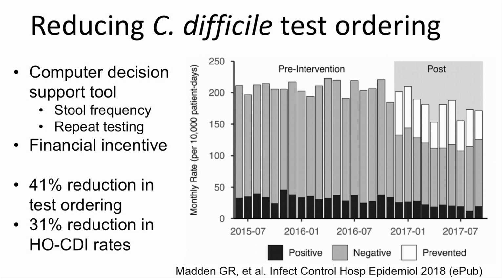And this one, interestingly, also included a financial incentive for the providers and the units during this intervention if they decrease their C. diff test ordering. I'm not sure how I feel about that exactly, but it was a successful intervention. As you can see from the graph, the white bars are the tests that were prevented via this intervention, or the white parts of the bars on the post-intervention part. And they saw over 40% reduction in test ordering, and coincidentally, a 31% reduction in hospital onset C.